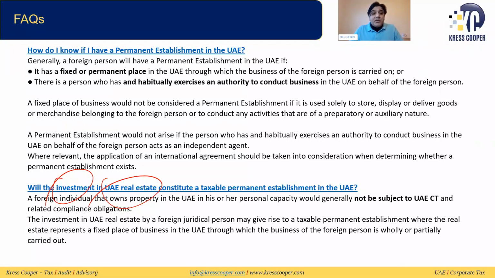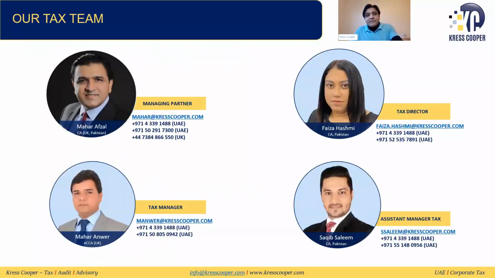The investment in real estate by a foreign juridical person may give rise to a taxable permanent establishment where the real estate is a fixed place of business. Again, this is the same thing. Basically, if the property in which the non-resident person has invested is being used for the business purposes of the non-resident person, then this is the PE of the non-resident person in the UAE. If this property is not being utilized for business purposes, and is merely an investment in real estate, it will not fall under the definition of PE of the non-resident person.